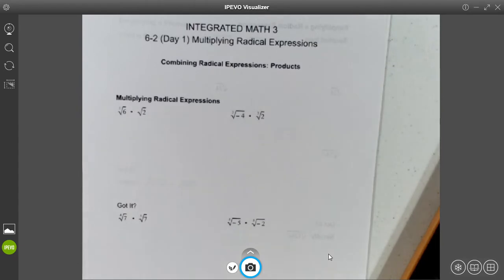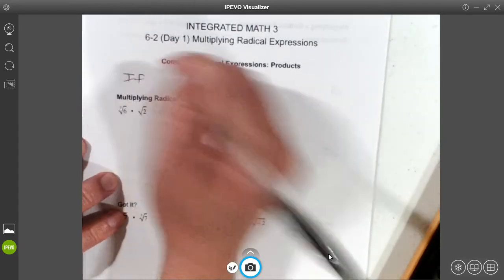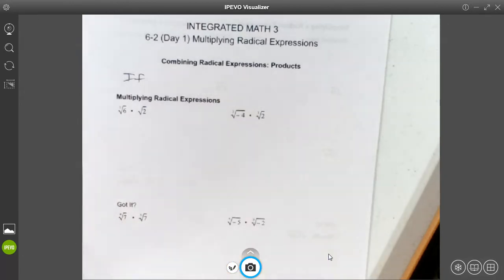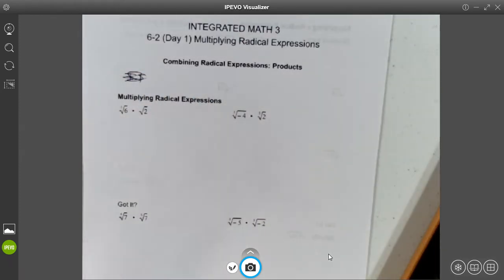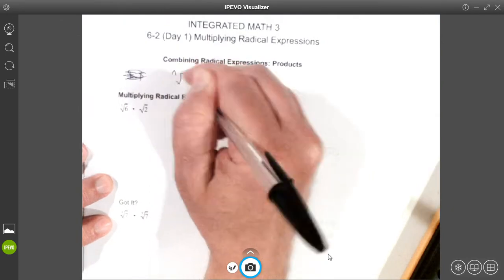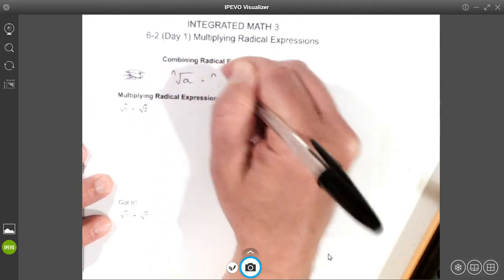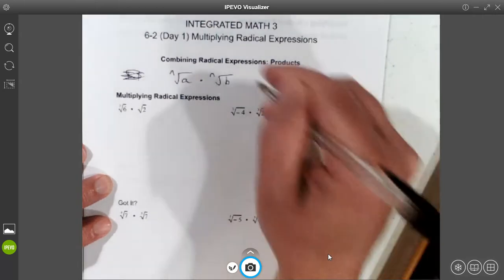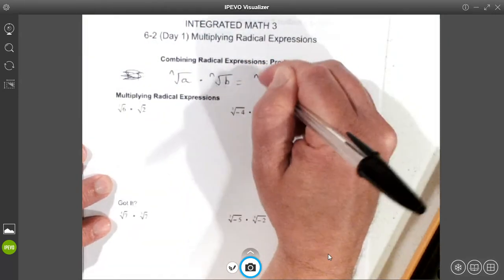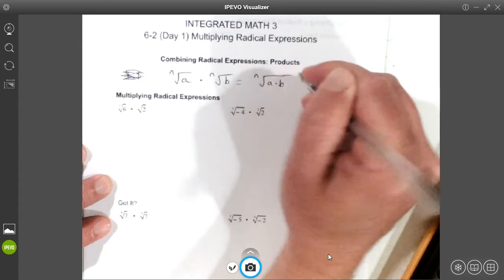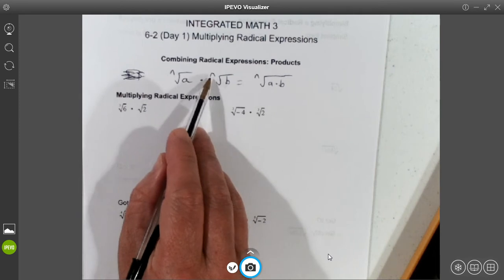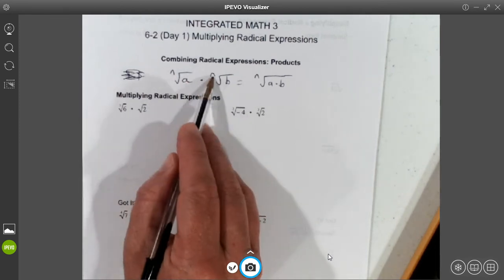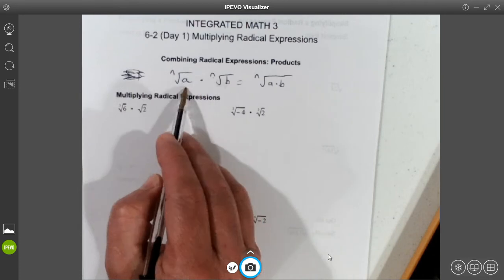To multiply or combine radical expressions, especially if we have products, what we're looking at here is if I have the nth root of a times the nth root of b, then that is the nth root of a times b. In other words, if the indices, which is just the plural of the word index, are the same, I can multiply the two radicands.